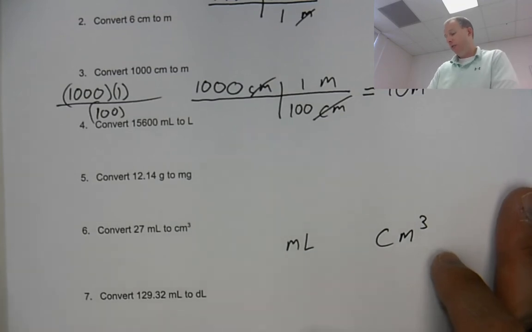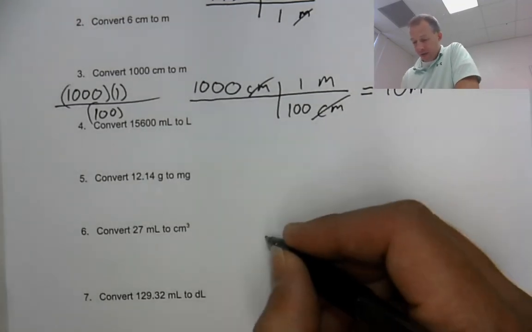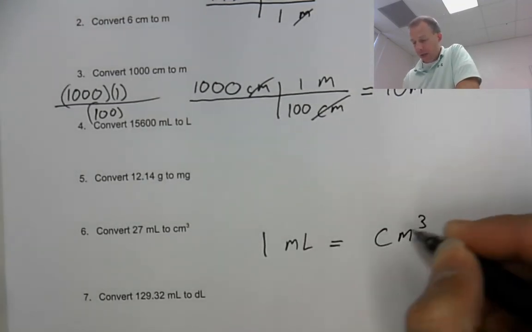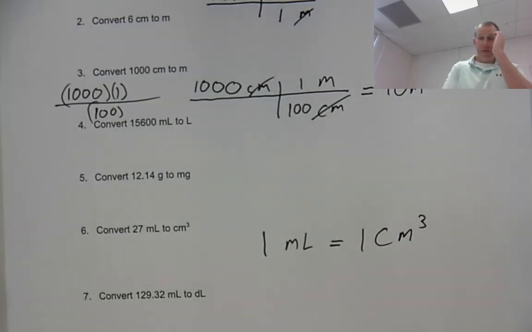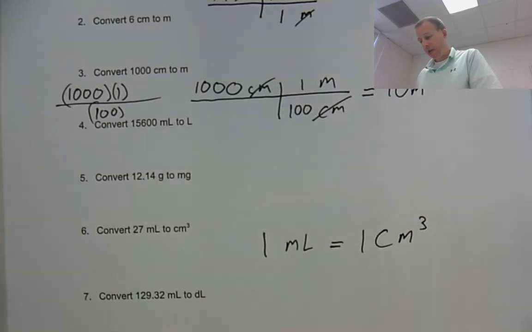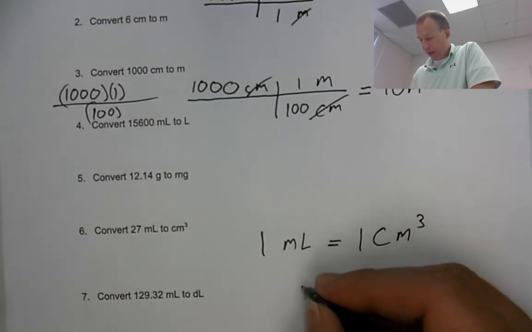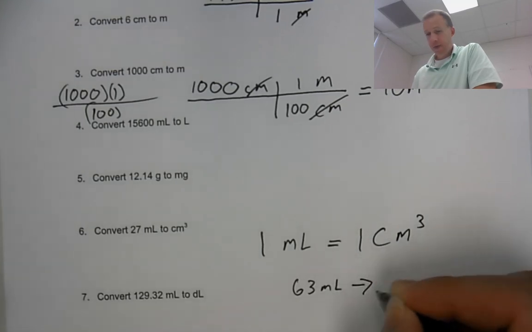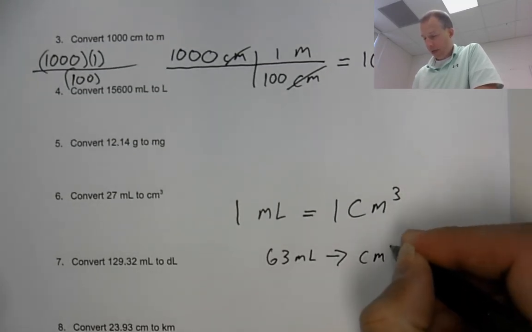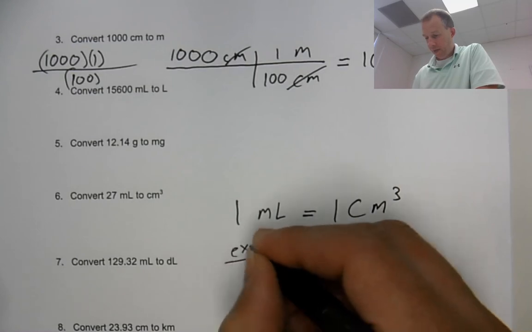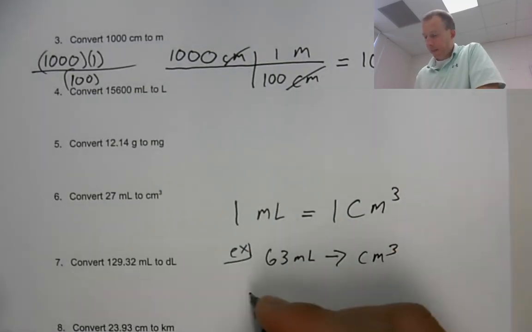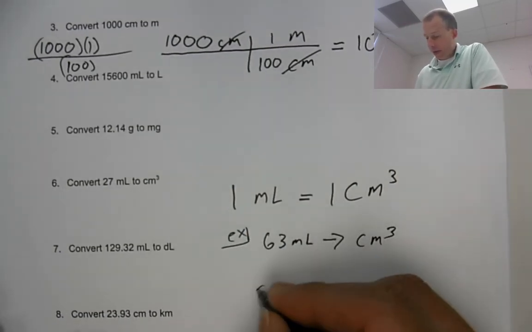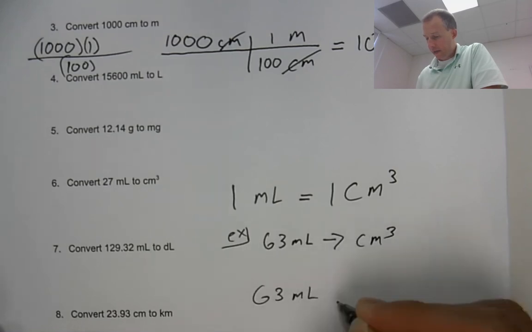In simple version, there's an easy conversion. 1 milliliter is equal to 1 cubic centimeter. All right. So let's say, I'm not going to do this example problem for you, but let's do a random other one. Let's say you have 63 milliliters and you want to convert that to cubic centimeters. So this is example, random. So all you'll do is this, 63 milliliters.